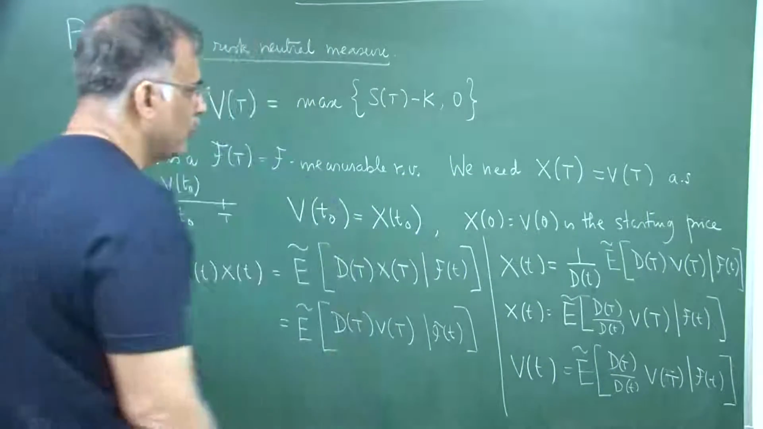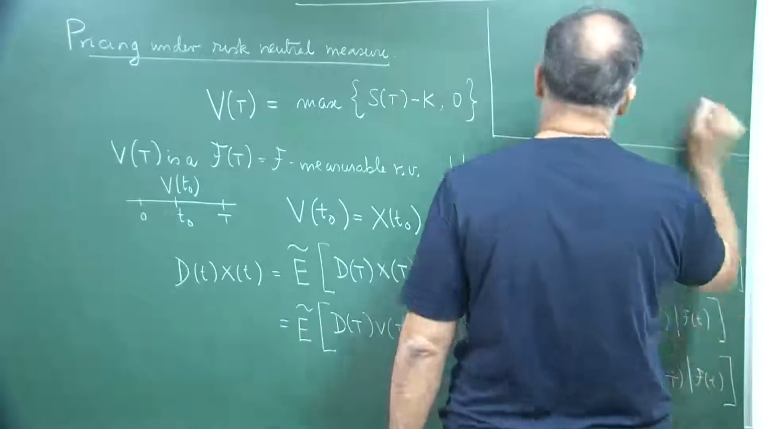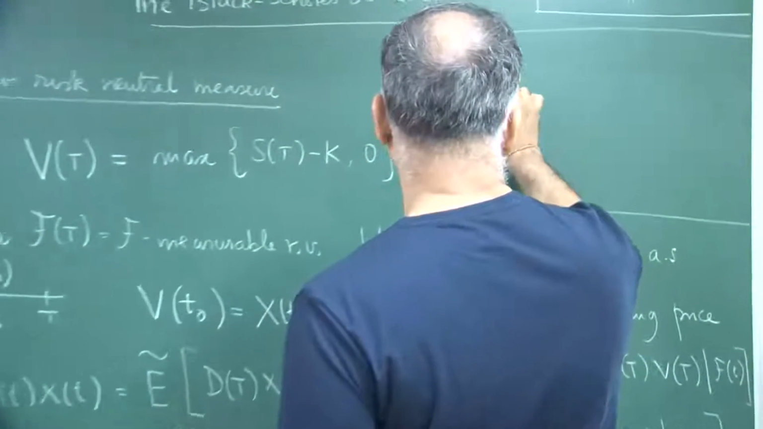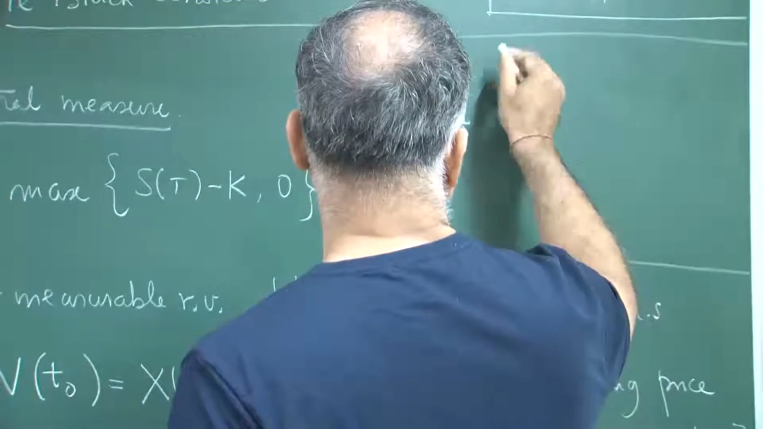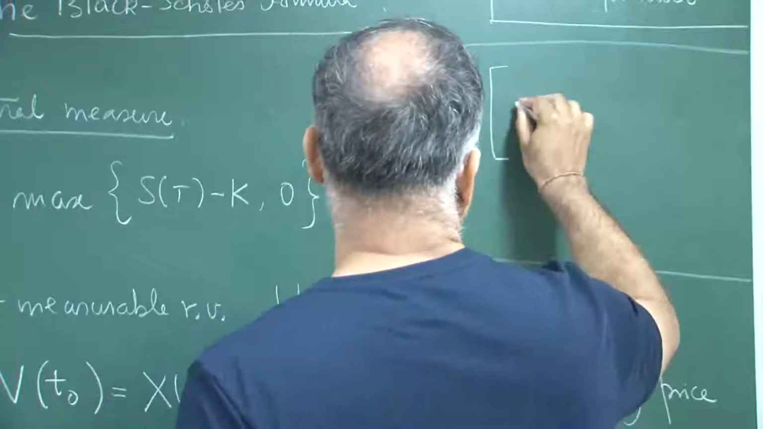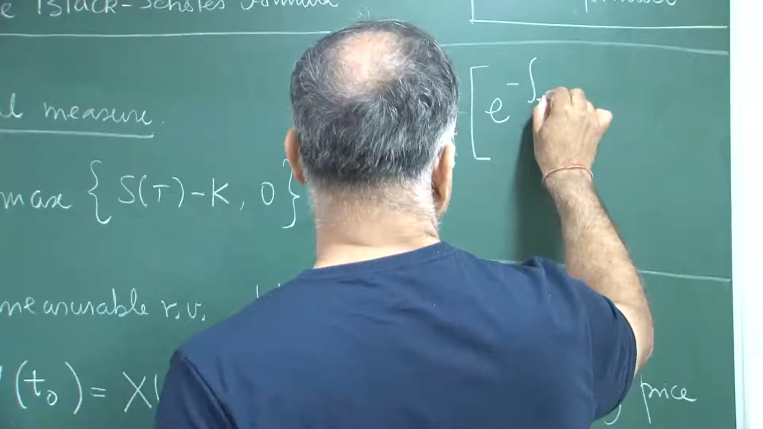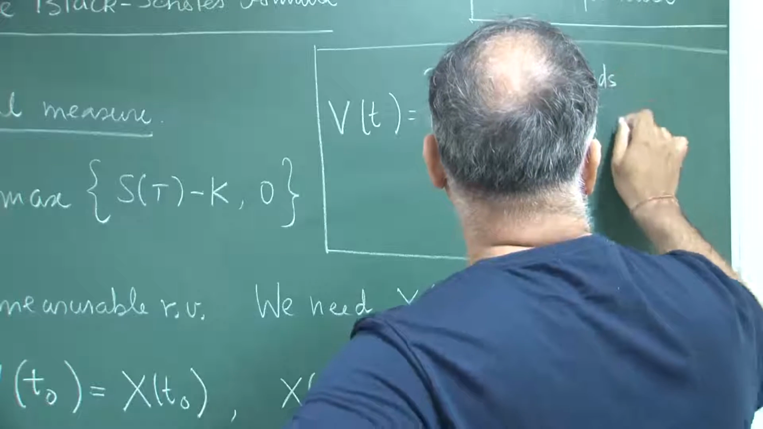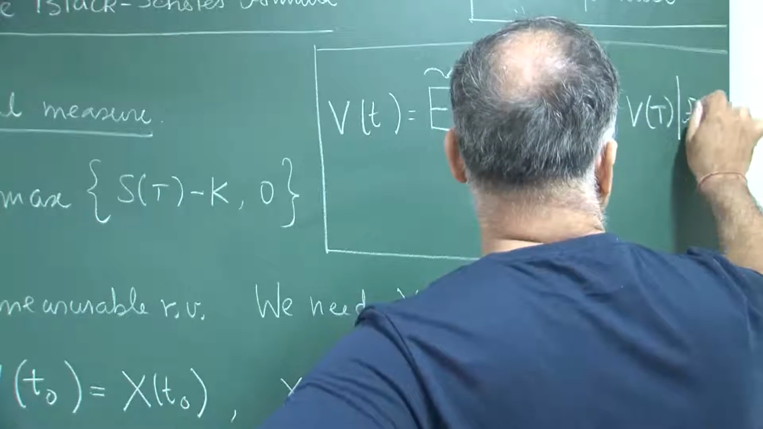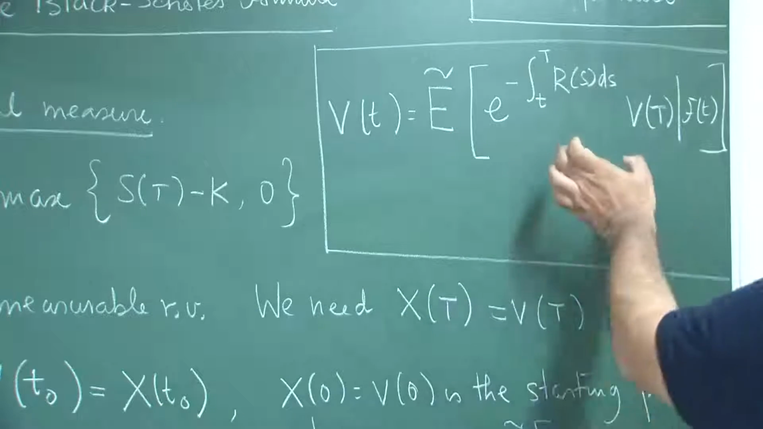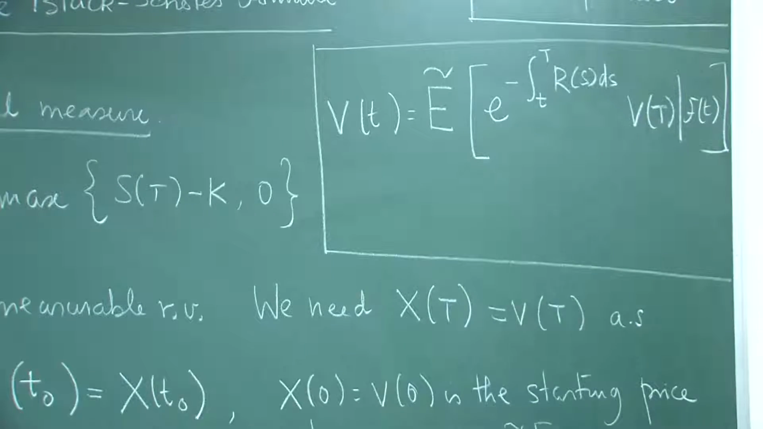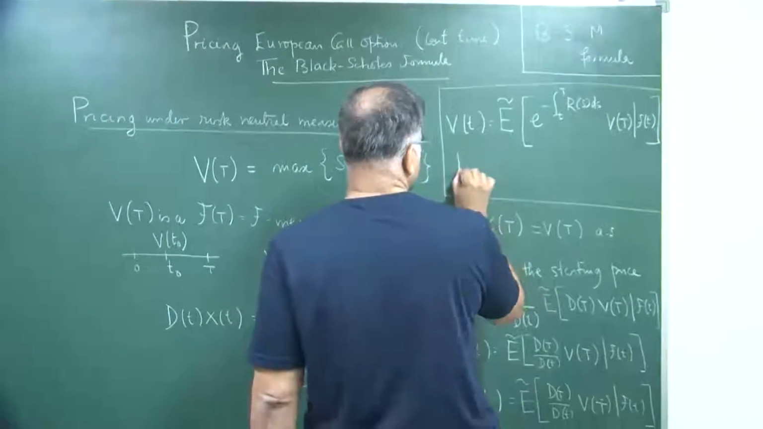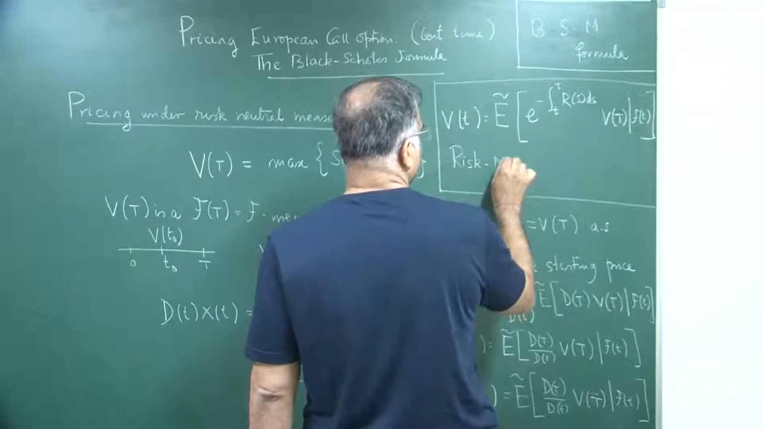So, let me write it down more fairly here. My option price under risk neutral pricing, V_t, is E tilde of e to the power minus the integral from small t to capital T of r_s ds, times V_T, given F_t. So, this is the risk neutral pricing formula. Of course, t is between 0 and T, that I do not have to tell you every time, just do not forget that. So, this is the risk neutral pricing formula.